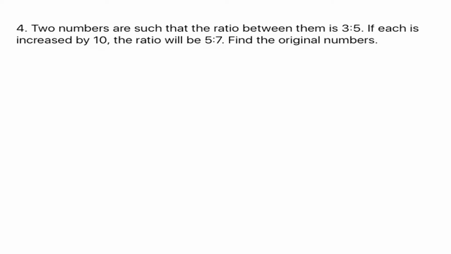Next question is, we are given two numbers in the ratio 3:5, and if we increase both numbers by 10, the new ratio will become 5/7, and we have to find the original numbers. So in that case, let the original numbers, given in the form 3:5, be 3x and 5x.